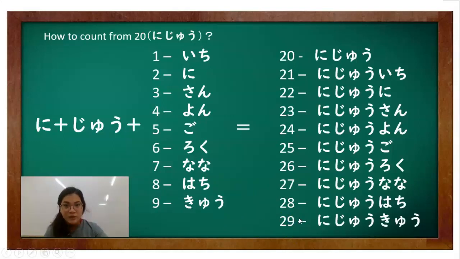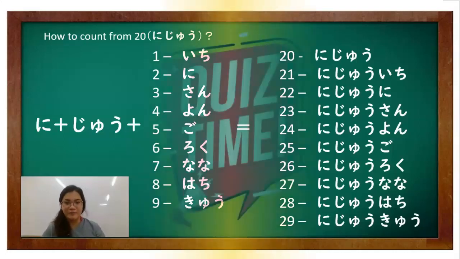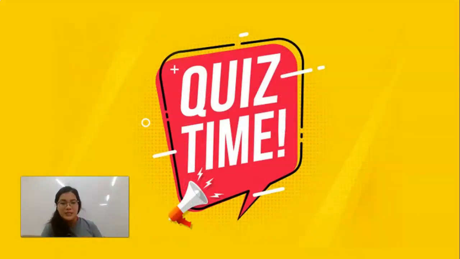Okay, so again, let's review from 20 to 29. Ni ju, ni ju ichi, ni ju ni, ni ju san, ni ju yon, ni ju go, ni ju roku, ni ju nana, ni ju hachi, ni ju kyu. And so on and so forth for 30 to 90. 30 is san ju. To make it 31, we make it san ju ichi. Okay, so now let's proceed to quiz time.